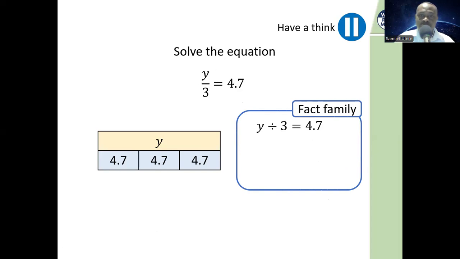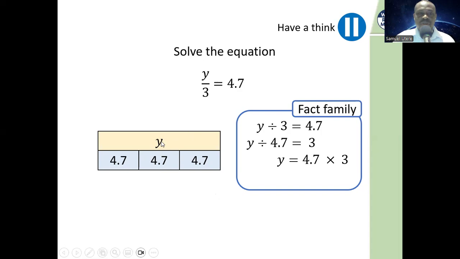I'm sure by now you'll be thinking, okay, I know how to rewrite this. y divided by 4.7 is equal to 3. Because it's like saying, if I divide y by 4.7, I'll get 3 groups of that. And then y is equal to 4.7 times 3.